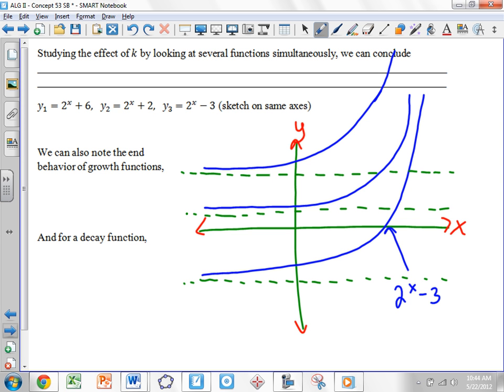Is it 0 minus 3? Not 0 minus 3, not positive 3. The question is: this dashed green line at the bottom here, what is its equation? Y equals negative 3. Very good. Good job, Marcus. This is the line y equals negative 3.